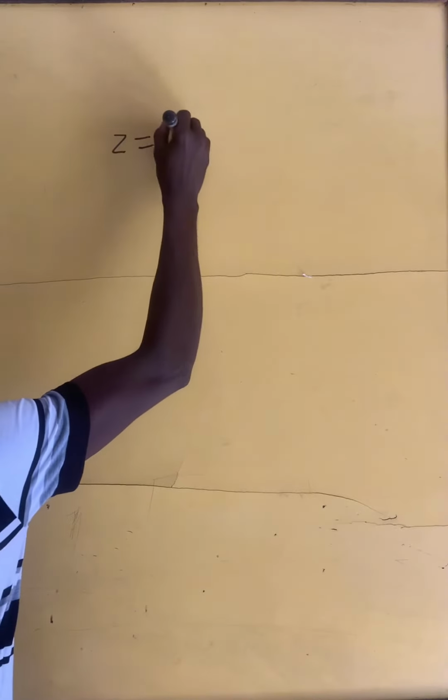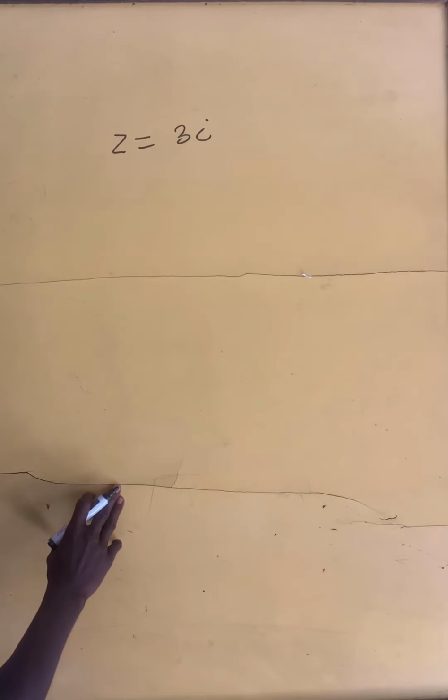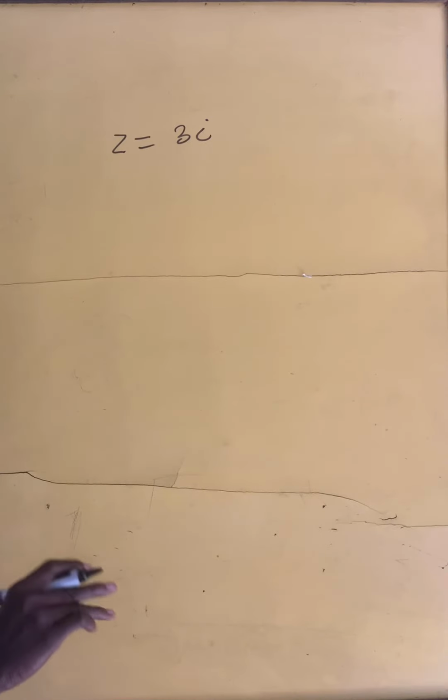I am Mensa Augustine. In this lesson, I'm going to look at how to find the multiplicative inverse of a complex number. So let's see how we do this. Now, what is the multiplicative inverse of z equal to 3i? The multiplicative inverse of this complex number is found by following these simple steps.